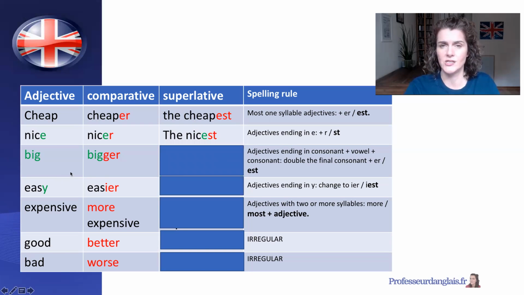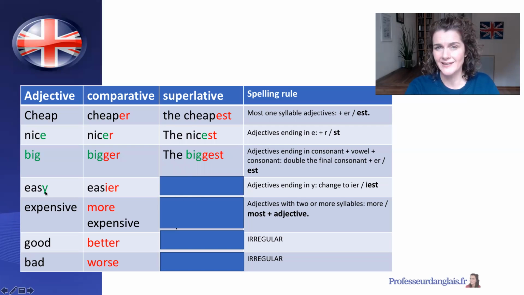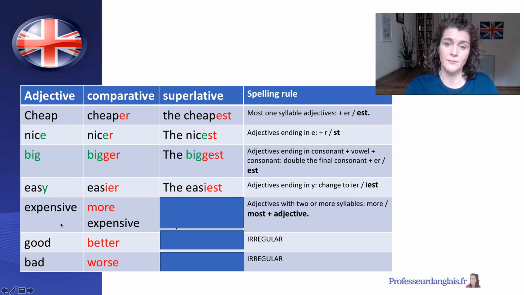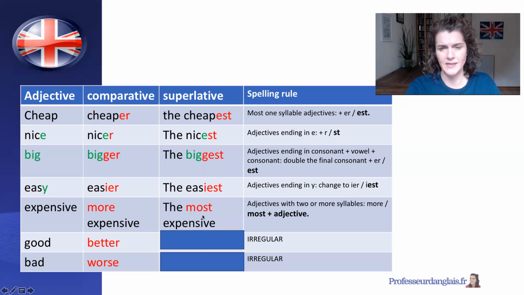If we have a small adjective that is comprised of a consonant, a vowel, and a consonant, we double the final consonant and we add est. So big becomes the biggest. If we have an adjective that ends in the letter Y, we get rid of the Y and we add iest. So easy becomes the easiest. If we have a long adjective made of 2 or more syllables, we change that to superlative by adding the word most. So expensive becomes the most expensive.